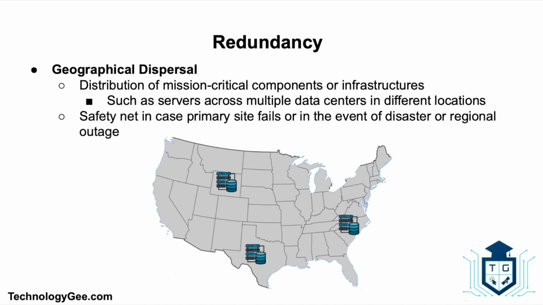Should a workload fail due to hardware, networking, power, or some other issues, it can fail over to one of the alternate locations with minimal impact to the service. That way, the business can continue to function as normal.